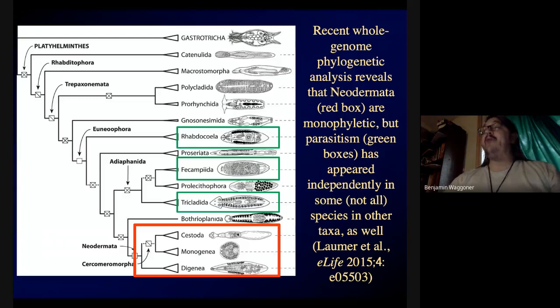You can also see every one of those boxes that's green is enclosing a taxa that has some members that are parasitic. So the major parasitic groups are in the red box, but there are also some parasites in the green boxes as well. So Neodermata is not defined by being parasitic. It is defined by having this unique type of epidermis, which we will get to.